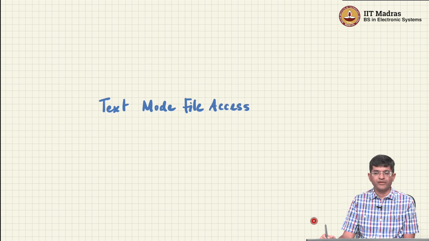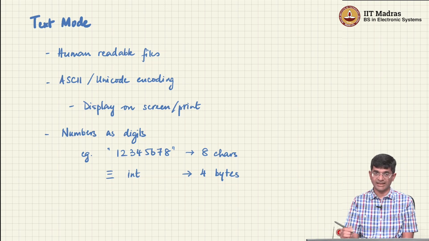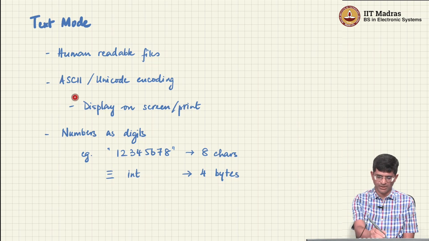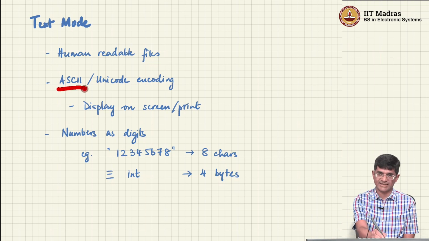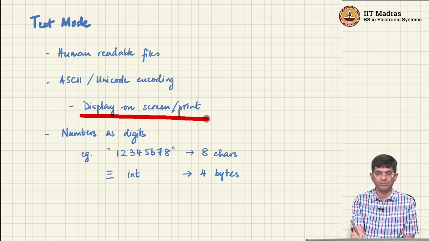Alright, so now that we know how to open and close a given file by specifying its name and using the fopen function, let's try and understand a little bit more about what we mean by text mode file access. Text mode essentially means that we are referring to something that is human readable. In particular, the contents of a text mode file would typically be in an encoding such as ASCII or Unicode, which can usually be displayed on screen or printed out.